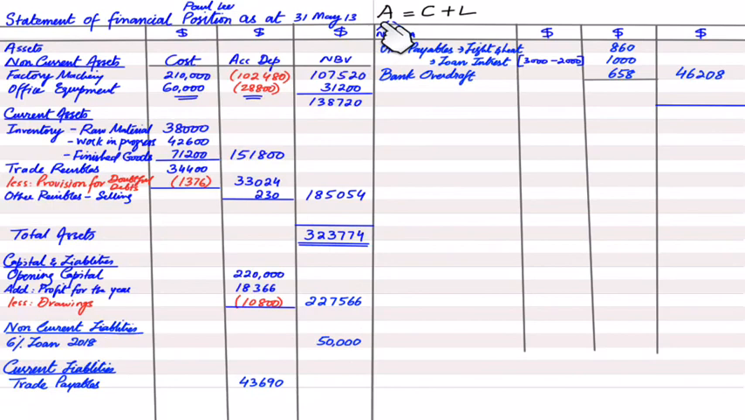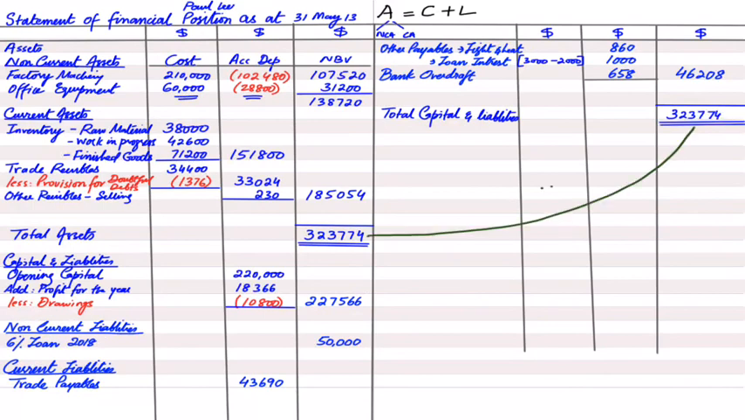Now what we need to do is equate this. Assets should be equal to capital and liabilities. The asset side we have already calculated. Now we'll add capital, non-current liability and current liability to get the total figure for total capital and liabilities. So I've tried my best to use the formats that are used by the examiner.